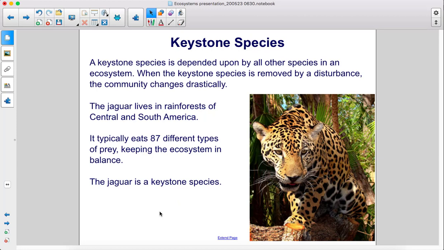A keystone species is depended upon by all other species in an ecosystem. When the keystone species is removed by a disturbance, the community changes drastically. The jaguar lives in rainforests of Central and South America. It typically eats 87 different types of prey, keeping the ecosystem in balance. The jaguar is a keystone species.